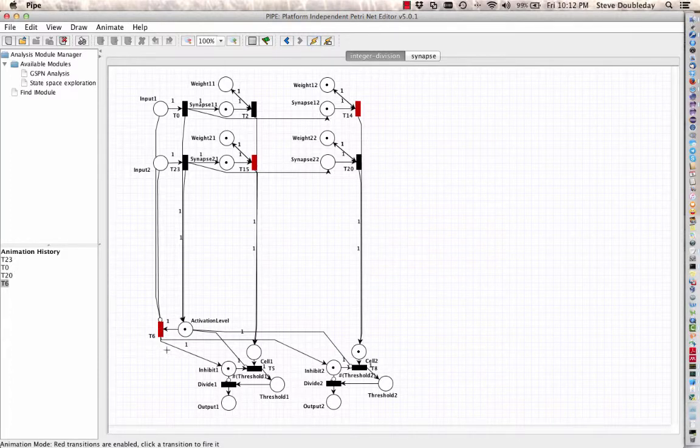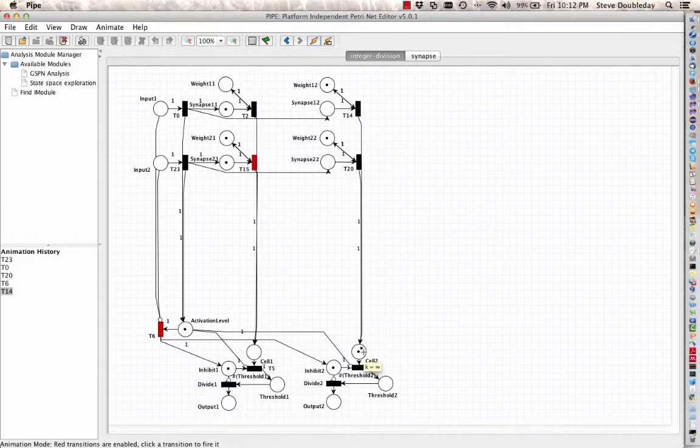Okay, so one token was consumed from activation level, and it produced tokens in two inhibit places, one for each output cell complex down here. And let's do it again. Okay, so the second synapse up here fired, and now we have two tokens in the principal cell.